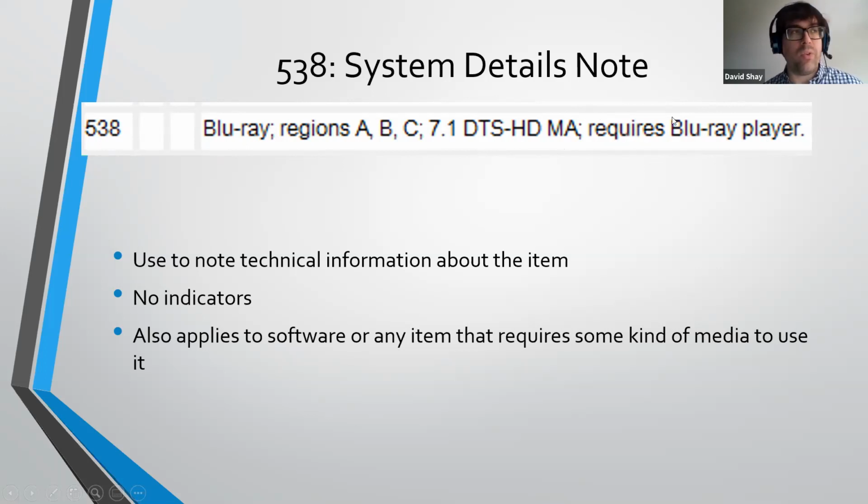you're going to want to have it in here. So if you have video games in your collection, in your 538 you're going to make sure you put down requires whatever specific kind of console: requires Nintendo Switch, requires PlayStation 4. This also applies to any kind of software item that requires a kind of media to use. If you have something of some sort of very exotic media, you can mention that.